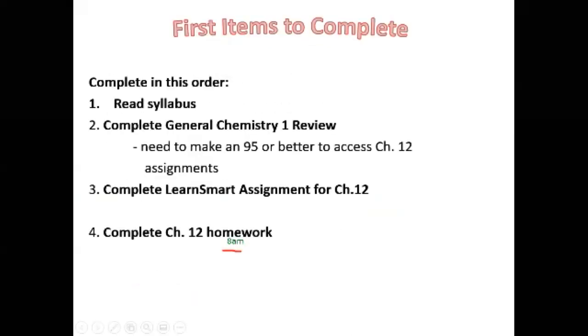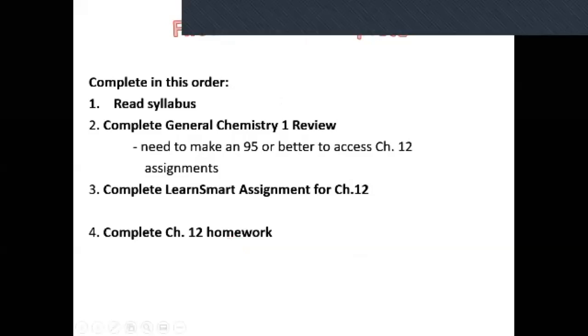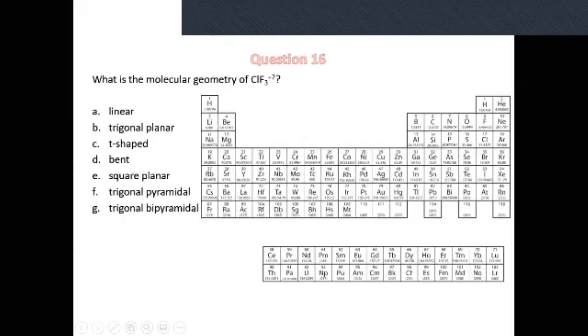So the first items to complete: make sure you read over the syllabus. You'll need to do the General Chemistry 1 review. You have to make a 95 or better to access the Chapter 12 assignments and also the Chapter 13 assignments. Once you do the review, you can start working on the Learn Smart and the homework assignment for Chapter 12. That's what we'll be covering first. I recommend doing the Learn Smart first because it's like a reading assignment, so it kind of introduces you to the topics, and then working on the homework as well. Okay.